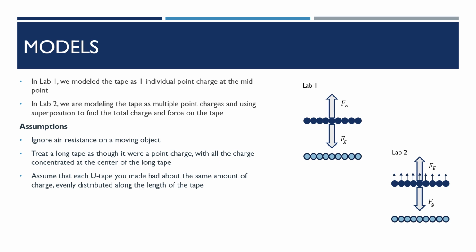That was some of the assumptions we had in lab 1. And then we're going to assume that each U-tape I made had about the same amount of charge evenly distributed along the length of tape, so it's just going to be a uniformly distributed charge throughout the entire tape.